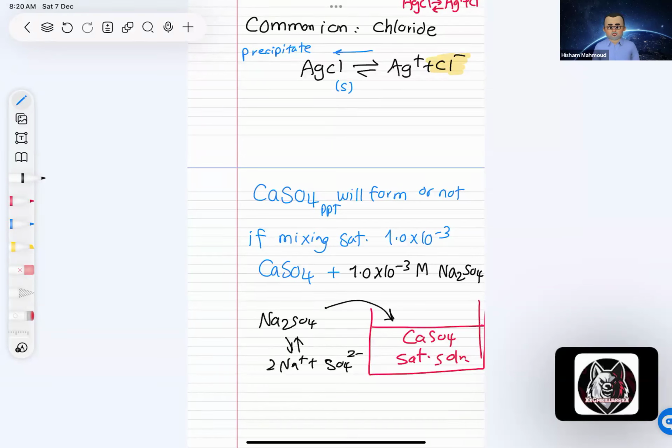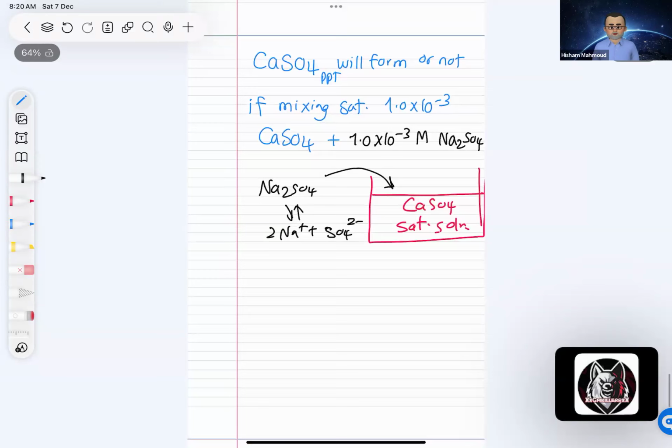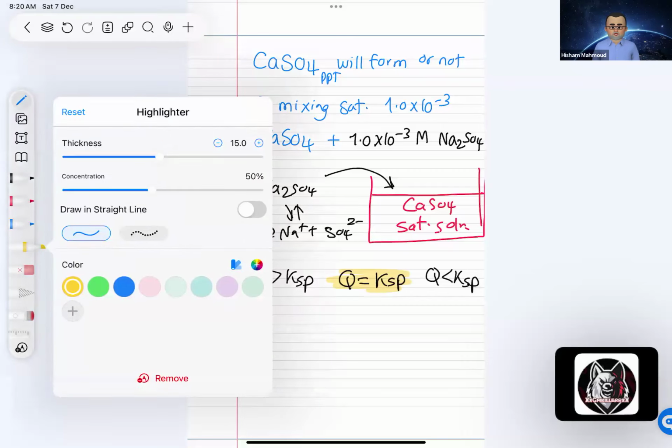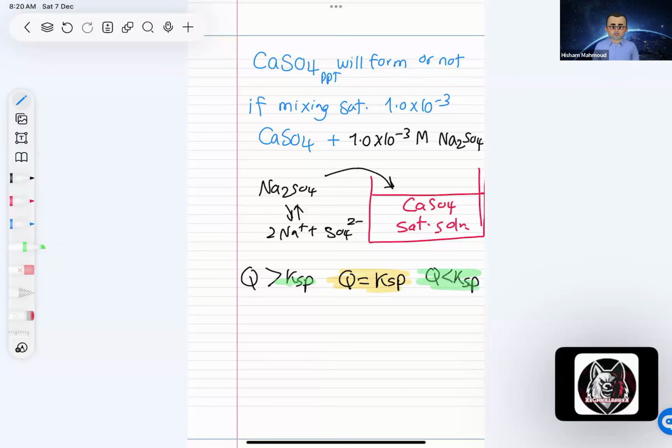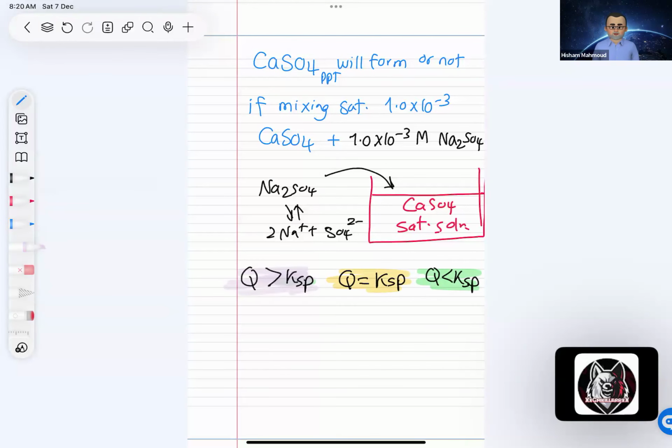To know this, I have to look at the same equation here again. Is Q going to be equal to KSP, or is Q going to be more than KSP, or is Q going to be less than KSP, like we said last time? If it is equal, then we are at equilibrium. If it is less, then we are moving towards solubility more. If it is more, then we are going towards precipitation more. So let's see how to answer this one.